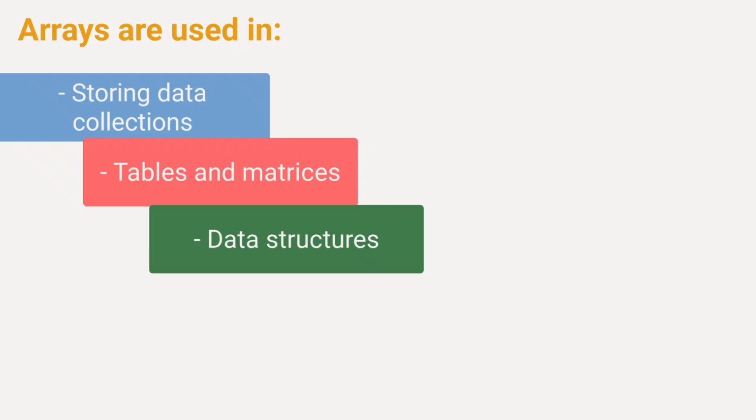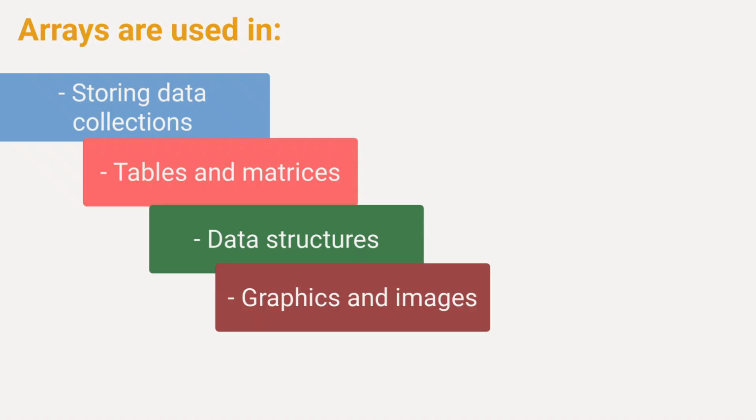Data structures. Arrays are the base for many advanced structures like stacks, queues, heaps, hash tables. Graphics and images. Images are stored as 2D arrays of pixels. Example, a 1080 by 720 picture equals a 2D array of colors.